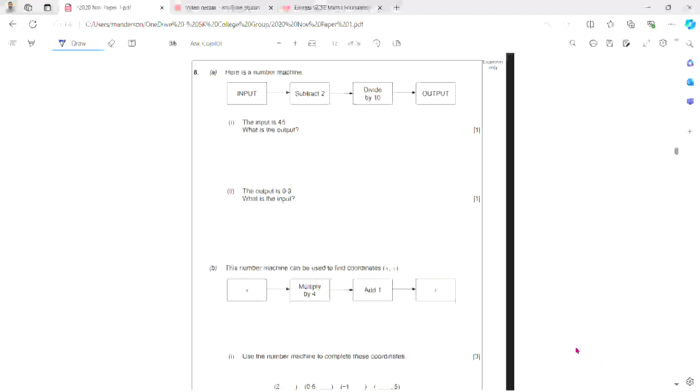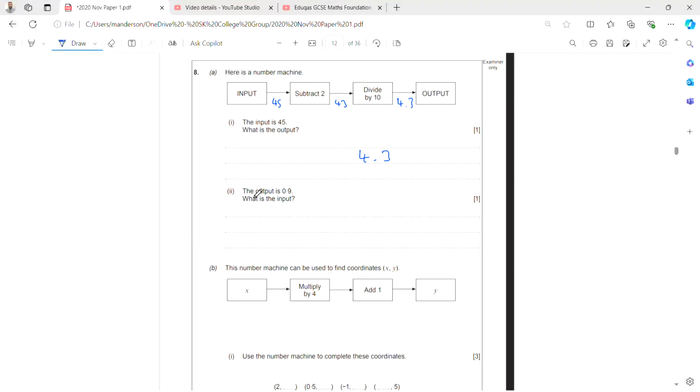So we've got some function machines now. If the input is 45, so we're going to do 45, we can subtract 2, so we start off on 45, we subtract 2 to get 43, and we divide by 10 to get 4.3. So my answer is 4.3.